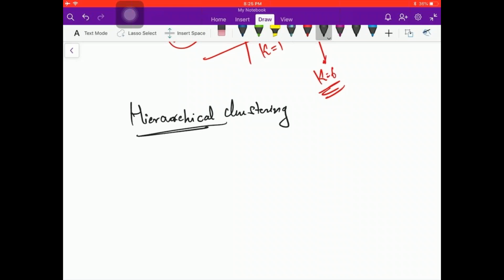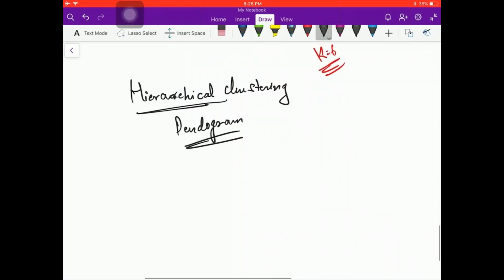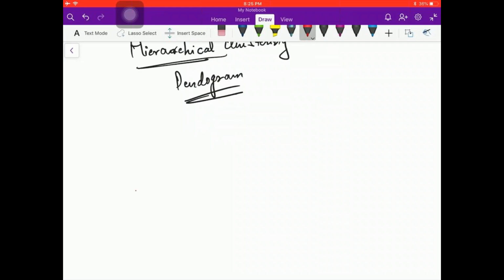So hierarchical clustering is a different kind of clustering algorithm, wherein you get something called a dendrogram. So what you do is you start with all the data points. Let's say you have 100 data points. You start with all the data points and slowly start grouping them from below.